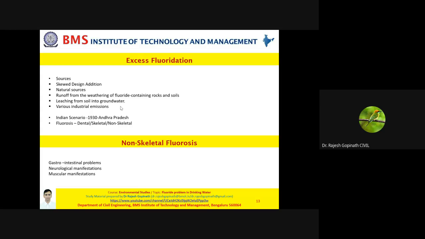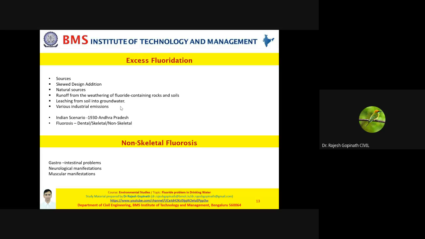Okay, if the fluoride level is more than 2 ppm and up to 4 ppm, then there's a disease called skeletal fluorosis. If the fluoride level is much higher than 4 ppm, then it means non-skeletal fluorosis, which eventually speaks about manifestations in the neurological system, muscular system, and gastrointestinal system. In other words, I'm talking about multiple organ failures and ultimately death. So excess of fluoride is also bad news.